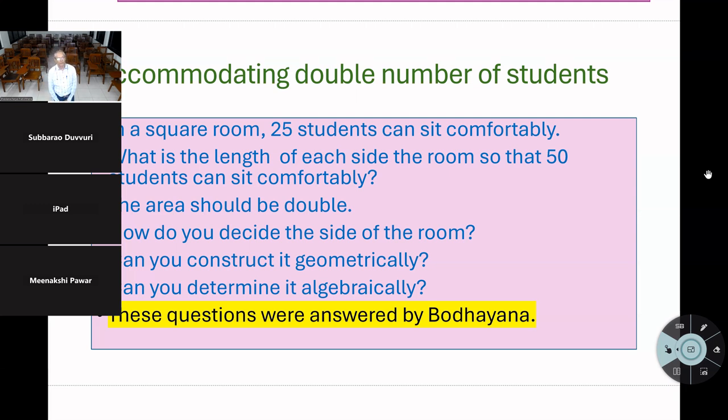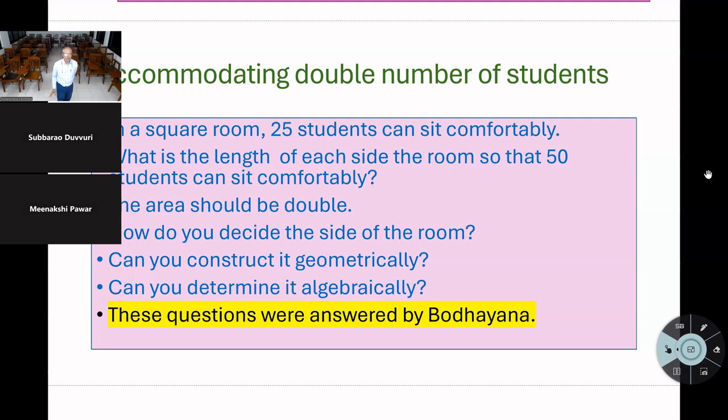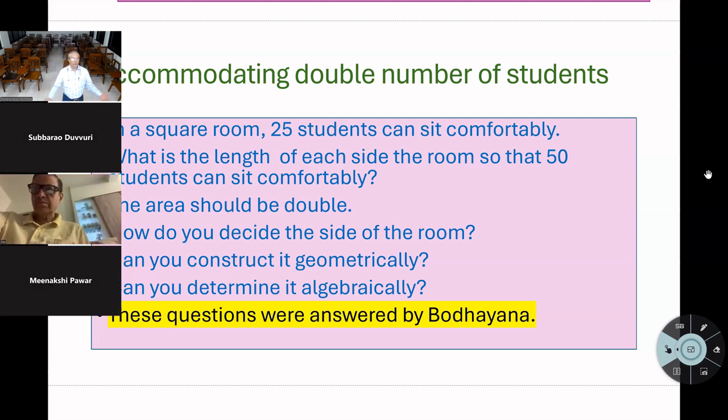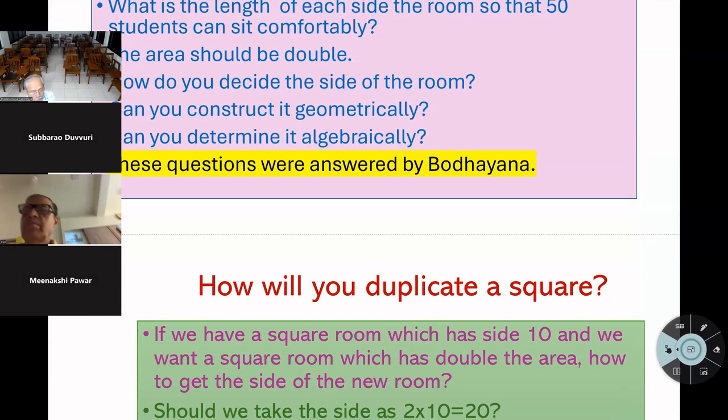So now this is something behind this area should be double. It is required in practice in civil engineering. What are the sizes of the rooms? It depends upon how you will utilize the room. From that the sizes of the rooms are decided. If right now you have a room which can accommodate 25 students, but if you want 50 students, what is the size of that room? Such questions you have to answer, and these questions were already answered by Bodhayana in his chapter 1.